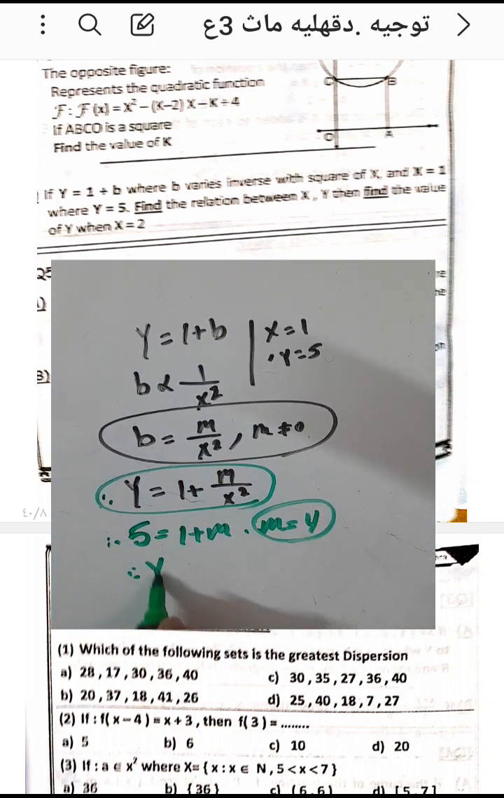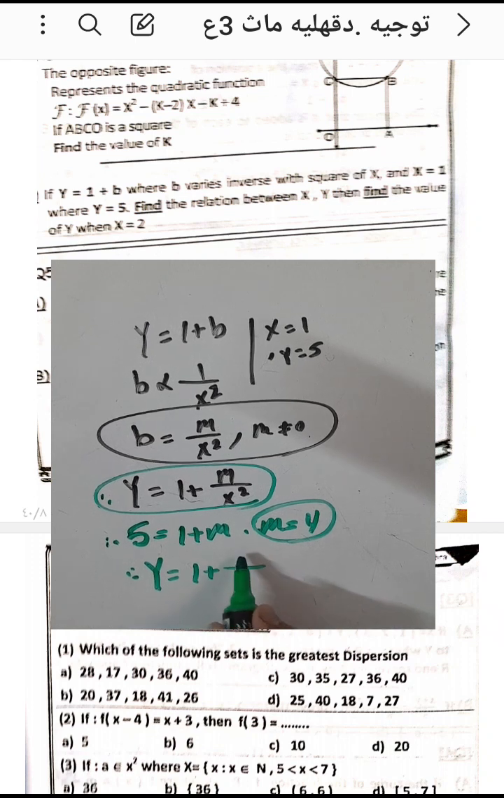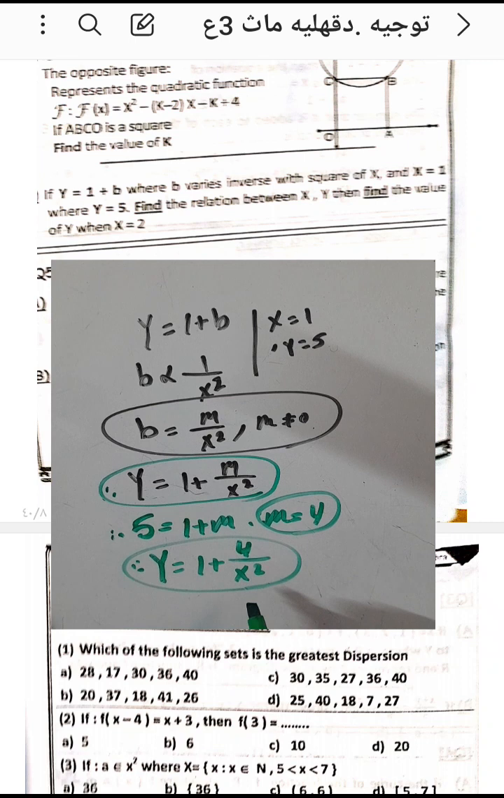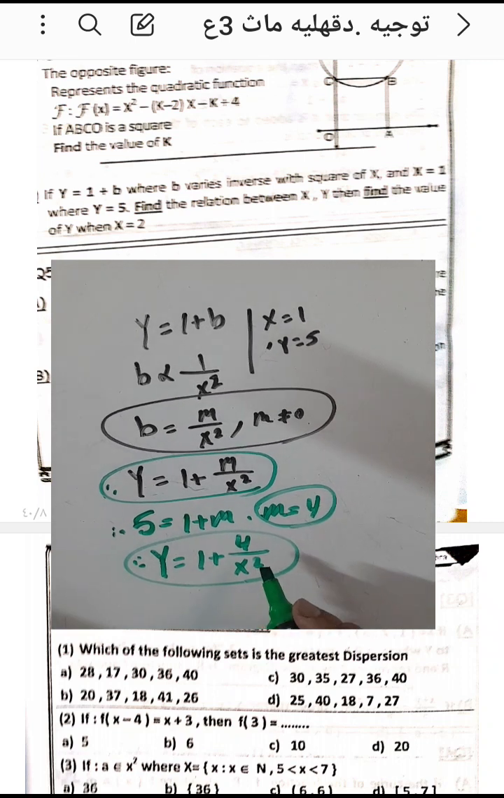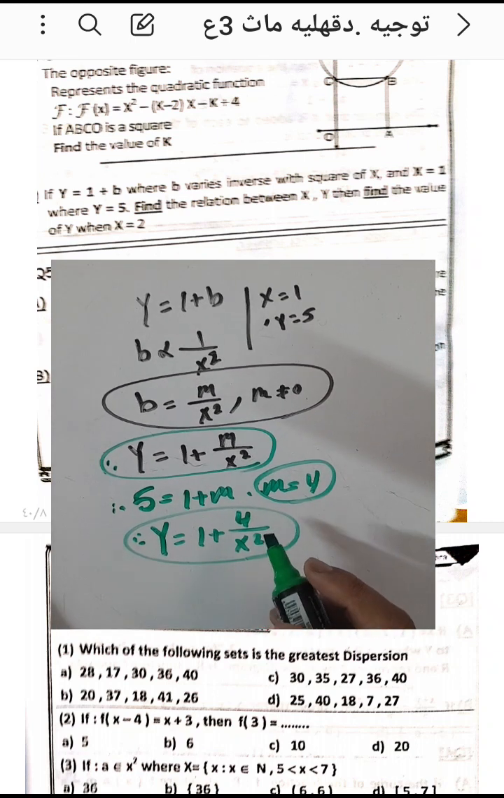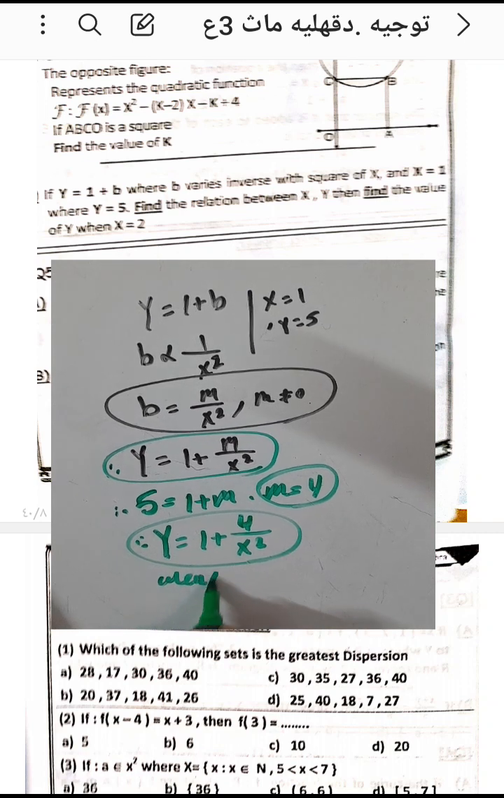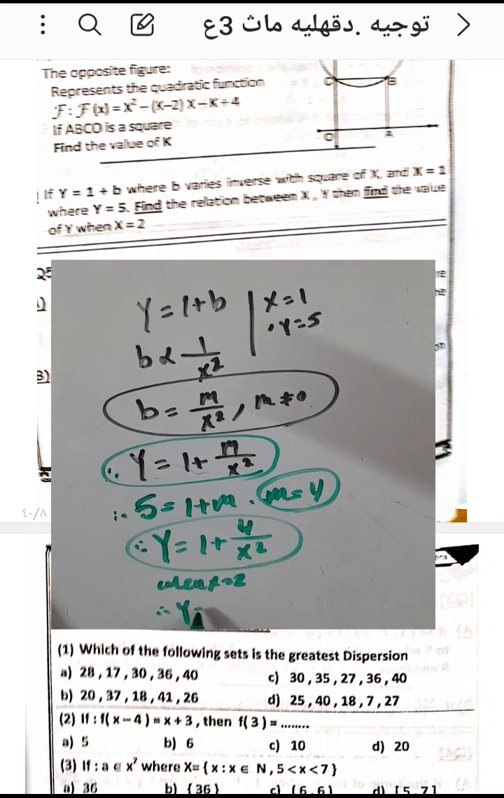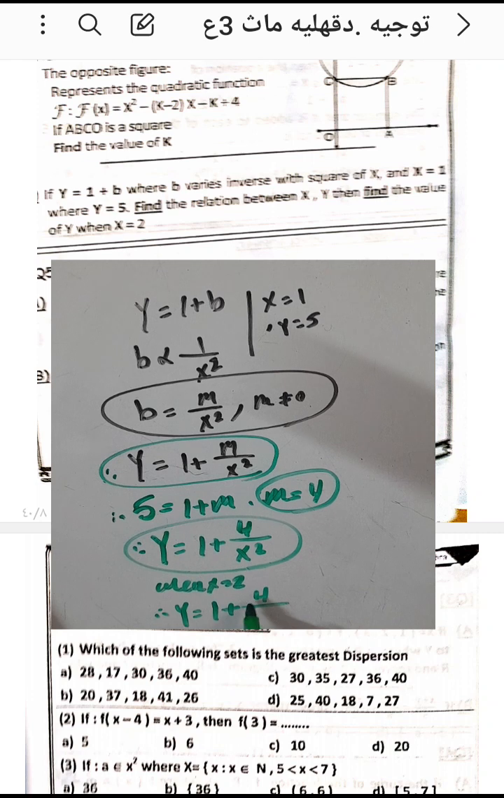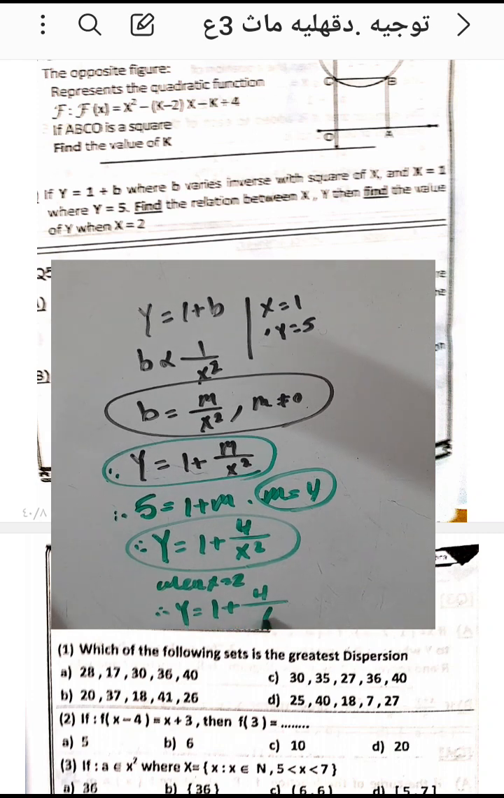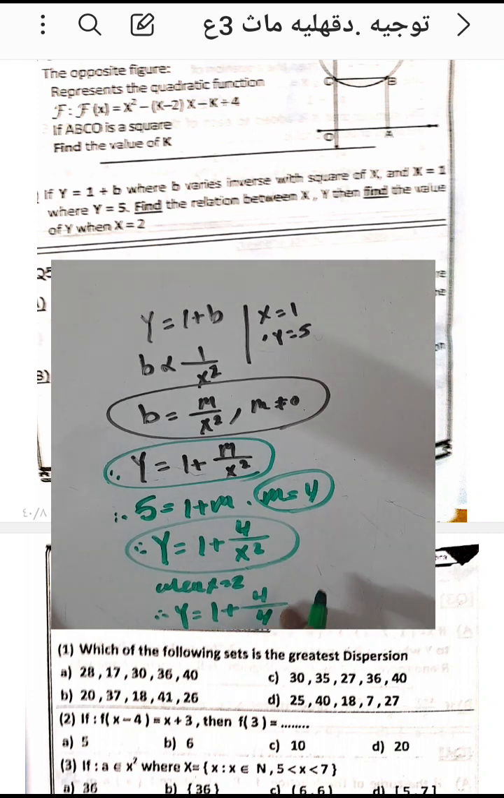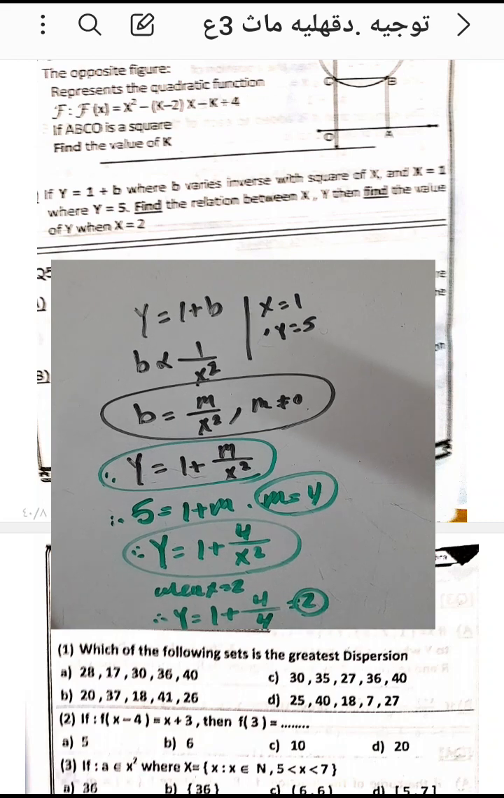Then y will be 1 plus 4 over x power 2. It's the relation between y and x. And then we want to find the value of y when x equals 2. When x equals 2, then y will be 1 plus 4 over x power 2. It will be 2 power 2, which is 4. 4 divided by 4 is 1. 1 plus 1 equals 2. Then the value here equals 2.